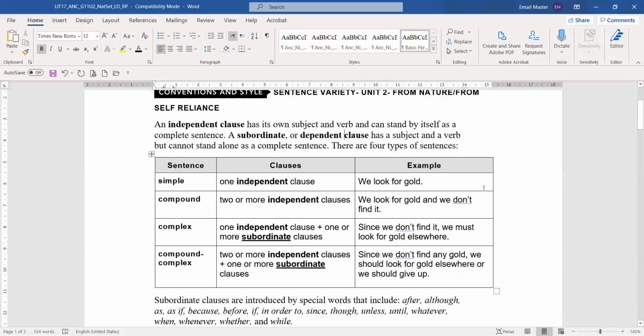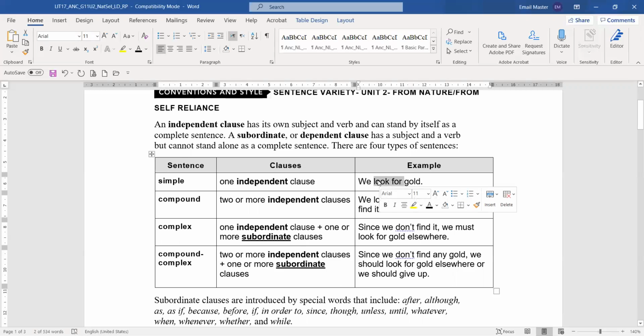So there are four types of sentences. Simple sentence, there's only one independent clause. We look for gold. So we is the subject and look for is the verb, one subject, one verb, and one sentence. Compound, you use the FANBOYS to connect them. Two or more independent clauses. We look for gold, FANBOYS here. So we did this in grade 10: for, and, nor, but, or, yet, so. These are all conjunctions that combine two independent sentences.